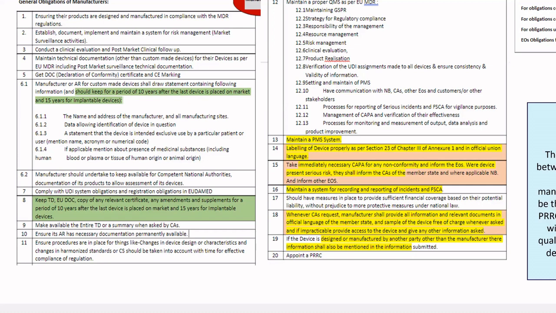Okay, that is 6.1. So next, 11th, ensure that procedures are in place for things like changes in device design and device characteristics. Whenever updates are happening in terms of device manufacturing, like a design change, any complaints, or any standard being updated, they have to make sure all the procedures are up to date. They are not outdated. If a new version of an ISO standard or QMS standard has come, they have to make sure all the new requirements are being fulfilled in their processes, which are already established. Okay.